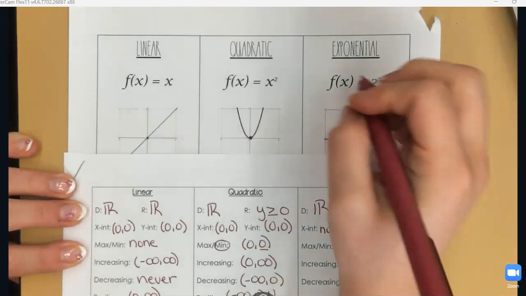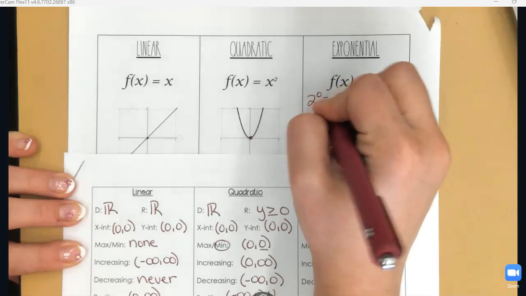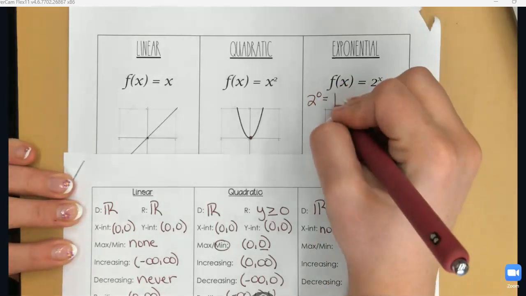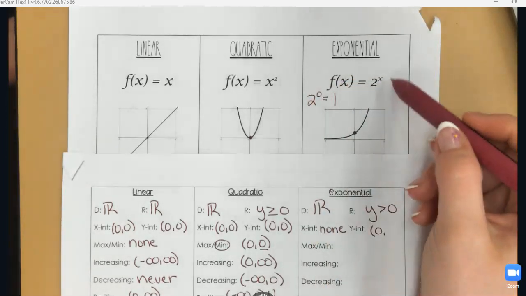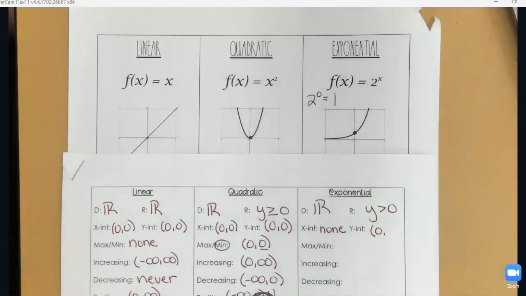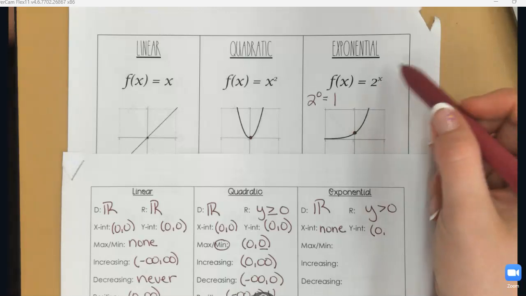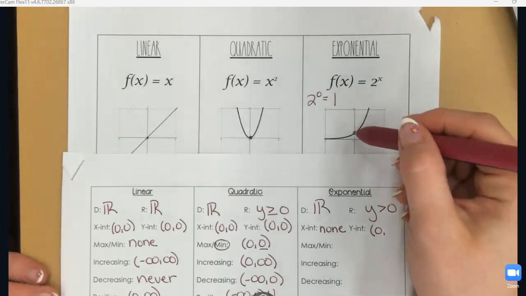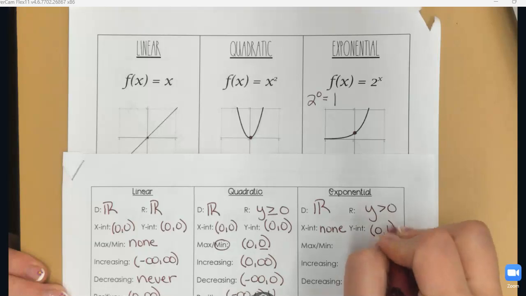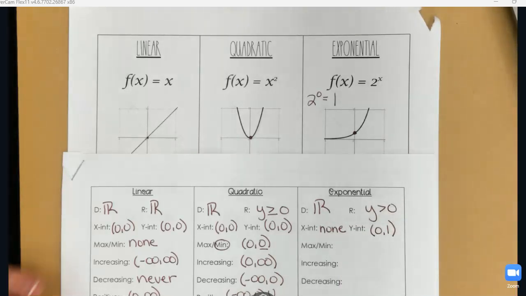If I plug in 0 here for x, that's 2 to the 0 power, which is 1. And that will be true regardless of what your base is. Any number to the 0 power is going to be 1. So if this was 3 to the 0, 4 to the 0, 5 to the 0, it doesn't matter. Your y-intercept will still be at 0, 1.